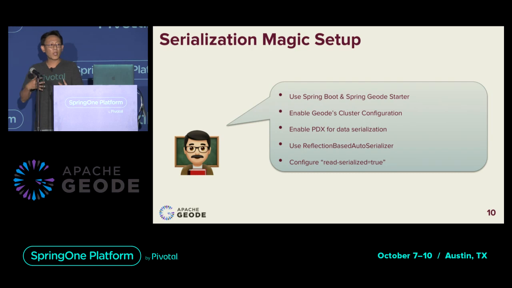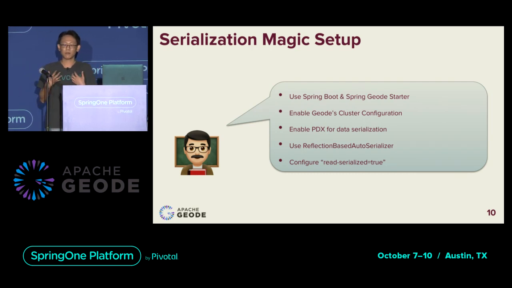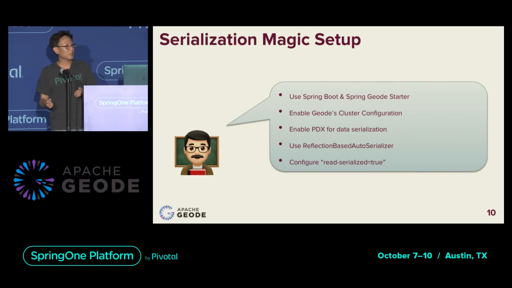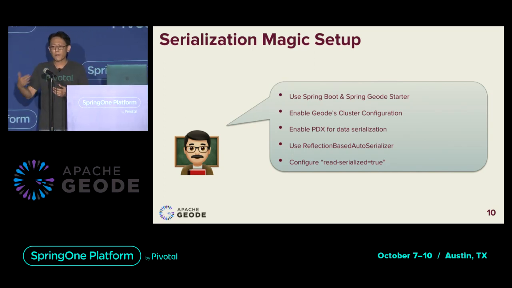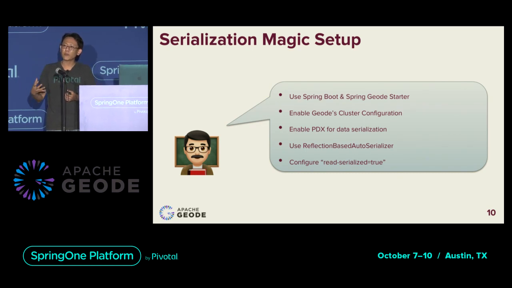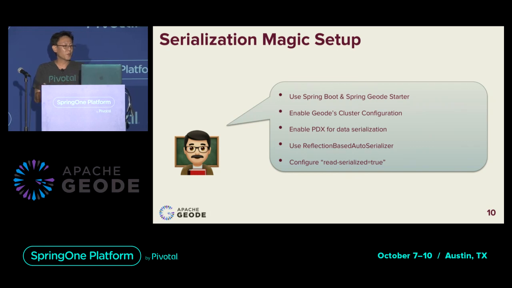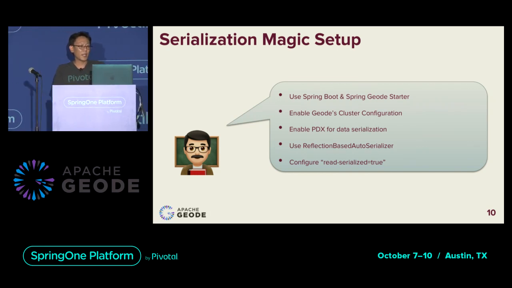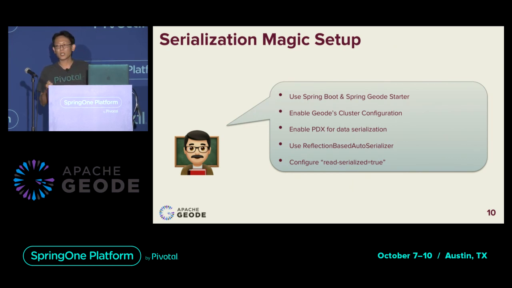So that's why, based on what we have talked about, my personal opinion is that there is something called the serialization magic setup. If you want a convenient, improved DevOps experience and simplify your day-to-day operations, and you're not looking for the 1% special use cases where I need every possible performance improvement in my configurations and setup, I will recommend starting with Spring Boot and Spring Geo Starter, and then just enabling the Geo cluster configuration rather than using cache.xml, right?